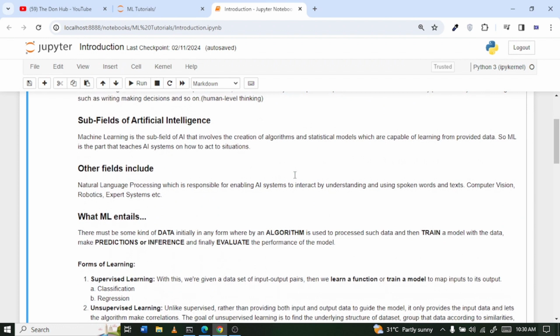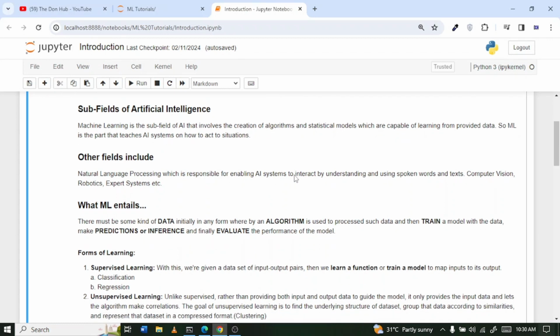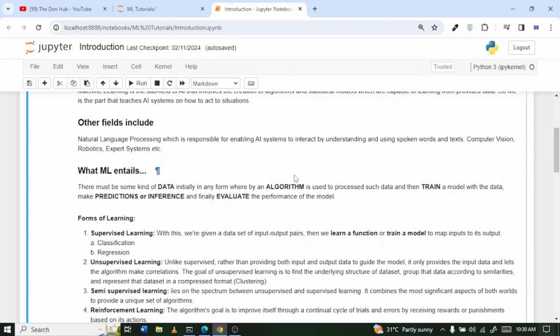We also have a couple of subfields, and one of them is natural language processing, which is responsible for enabling artificial intelligence to interact by understanding and also using spoken words and text. Okay, we also have computer vision, robotics, and other stuff.